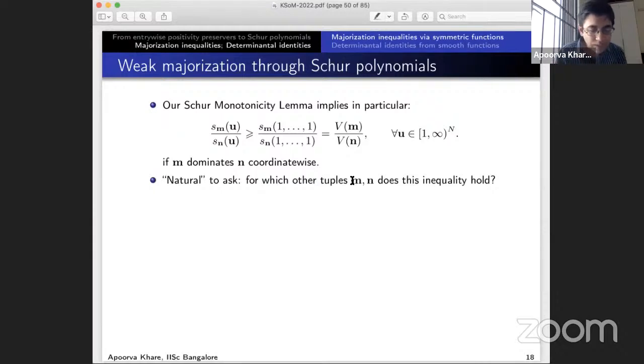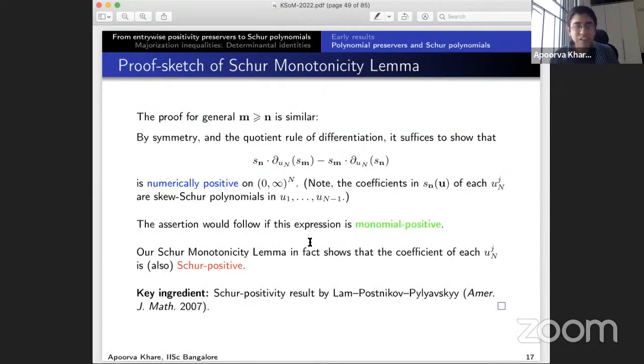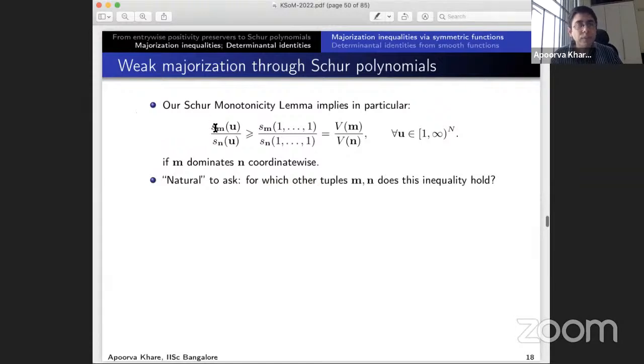But Schur polynomials then turn out to play a crucial role, starting from this very monotonicity lemma that I told you, going into two different other directions. So the first one is in terms of weak majorization and majorization. This is something that you can define for tuples of real numbers. These are just fundamental inequalities that show up all over the place in theory and applications.